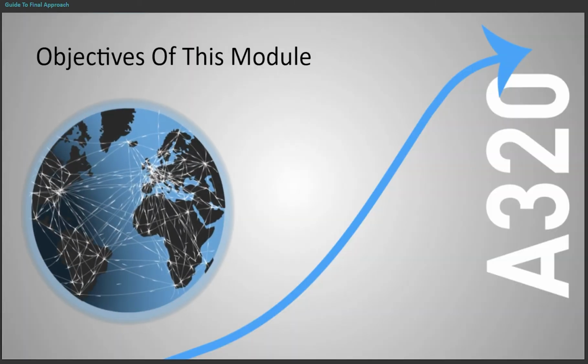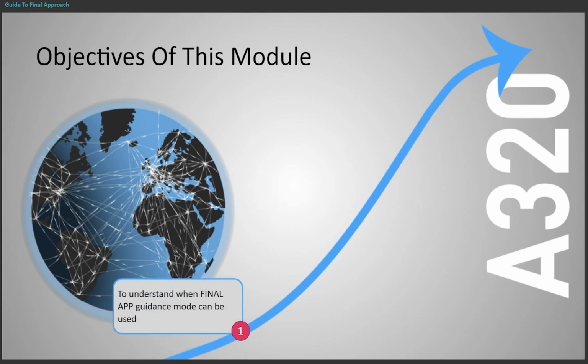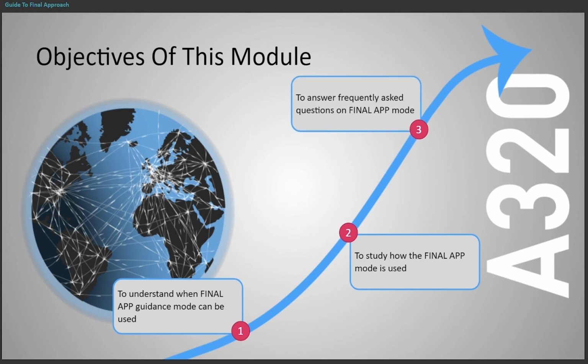We have now covered the objectives that we had at the start of this module. To understand when final APP guidance mode can be used. To study how the final APP mode is used. And to answer frequently asked questions on final APP mode.